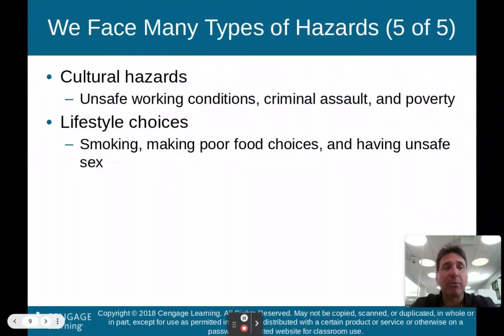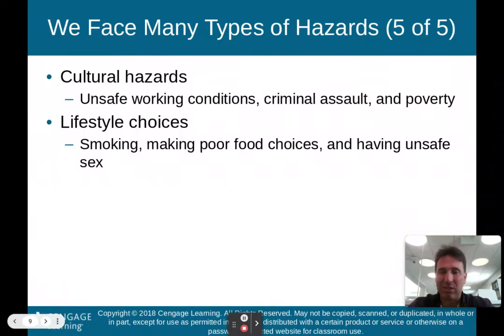Cultural hazards are going to be unsafe working conditions, criminal assault, and poverty. Again, hazards that come because of the culture that you may be living in, depending on where you may be living. And then obviously lifestyle choices. So cultural hazards, all the ones we talked about up to lifestyle, you really don't have much of a choice, right? It's kind of going to happen to you if it's going to happen to you.